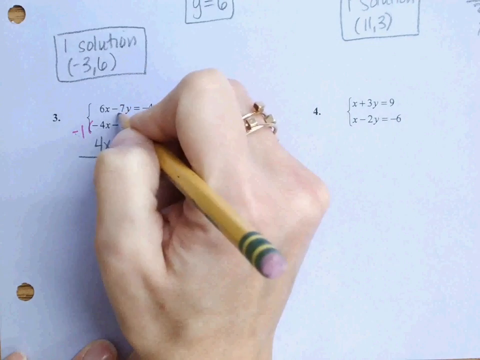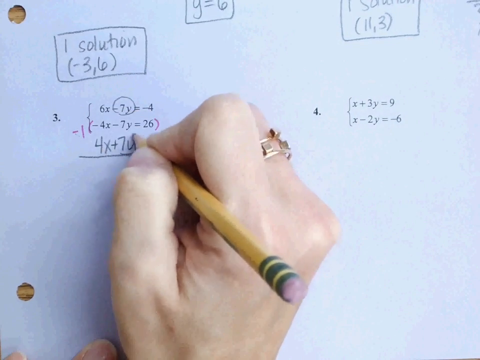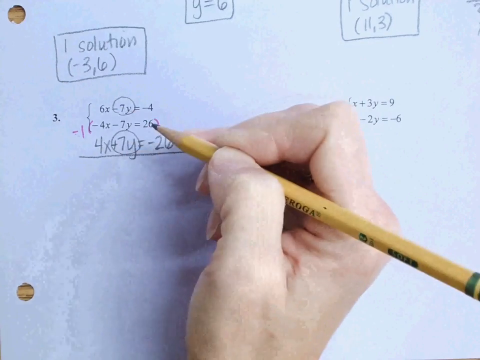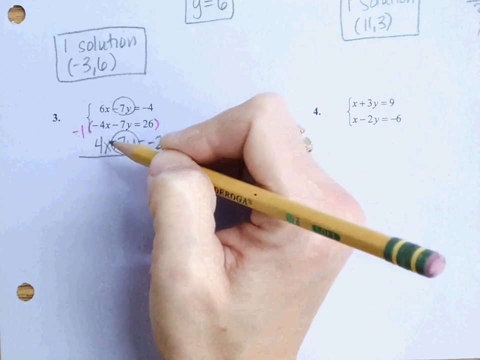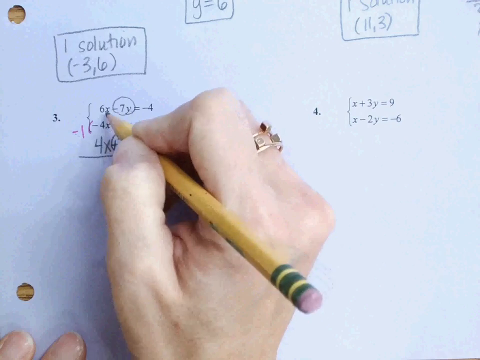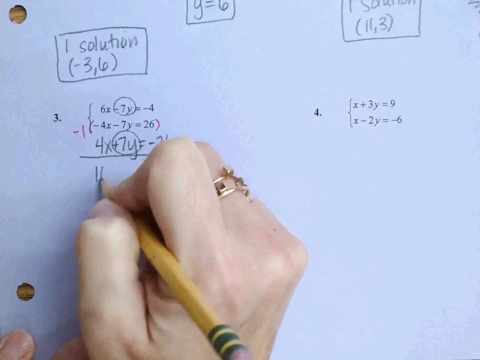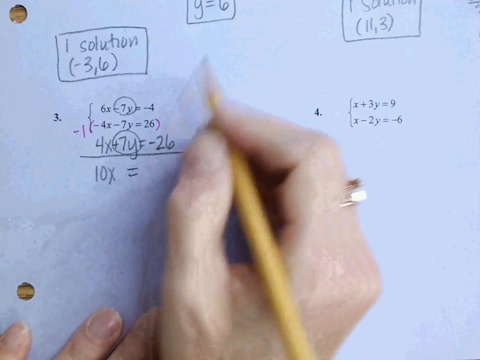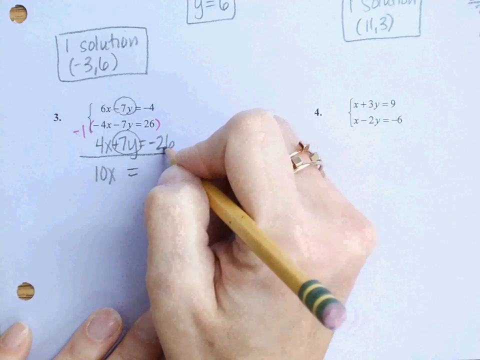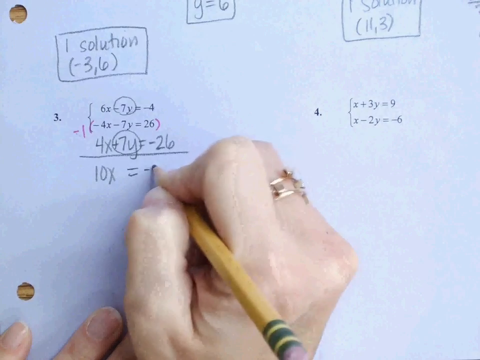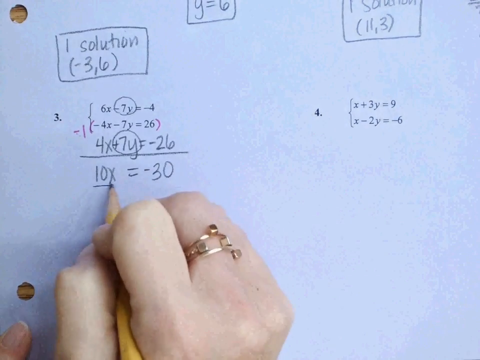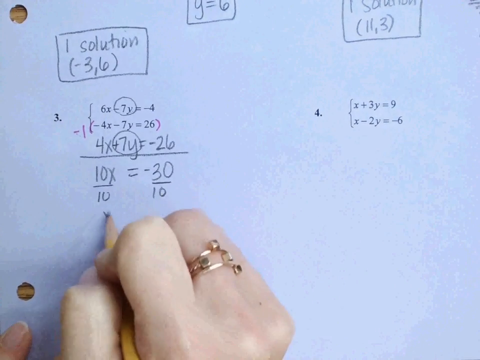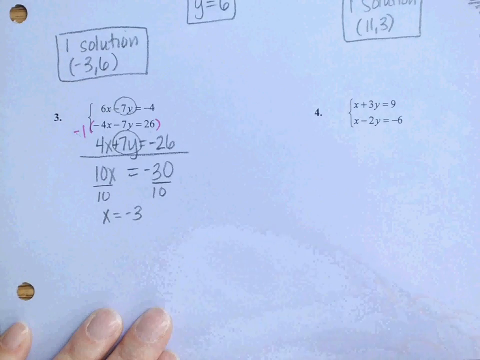I have an opposite right here with -7y and positive 7y, and I can add up the rest. So 6x plus 4x is 10x. My opposites with the y cancel out. I don't need to write it. -4 minus 26 is -30. Divide both sides by 10. X is equal to -3.